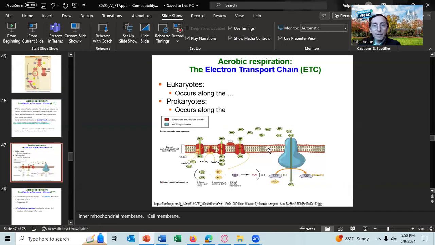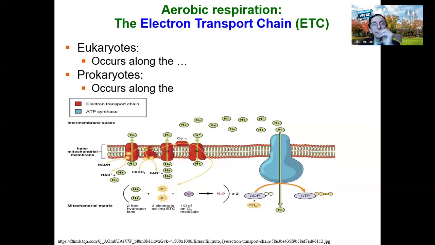So in eukaryotes, the electron transport chain happens across the inner mitochondrial membrane. In prokaryotes, the electron transport chain happens across the membrane as well, but it is the cell membrane. What happens is NADH and FADH2 donate 2 electrons to a protein in the electron transport chain. And it's a series of proteins.